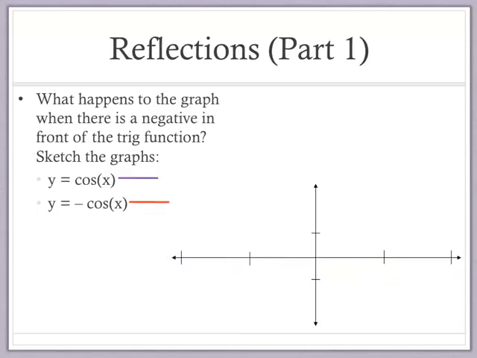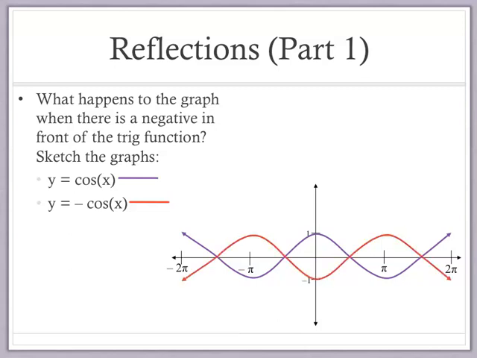All right, next we're going to talk about reflections. There are two types of reflections that you'll see. So in this first one, we have a negative out in front of the function. When that happens, let's see, here's cosine of x. Then negative cosine of x is going to look like this. Now, what kind of a reflection do we have there? It looks like we have a reflection in the x-axis.